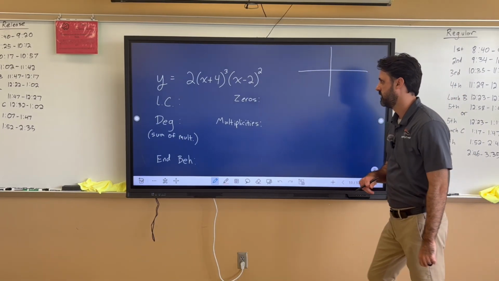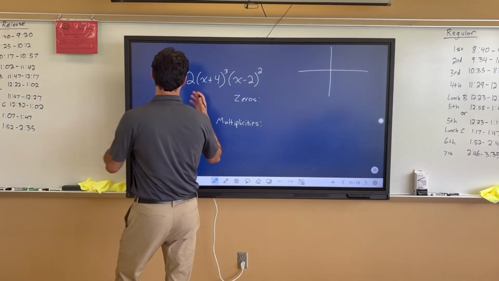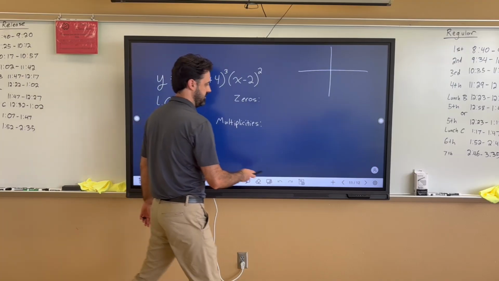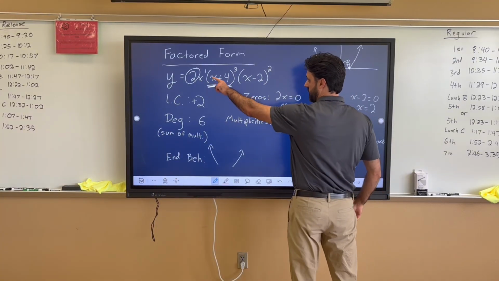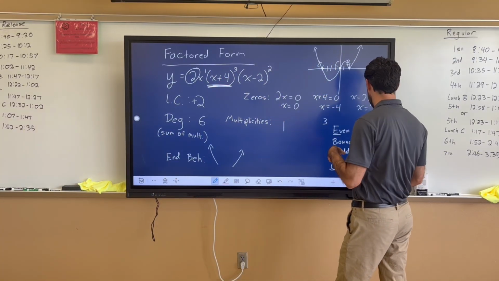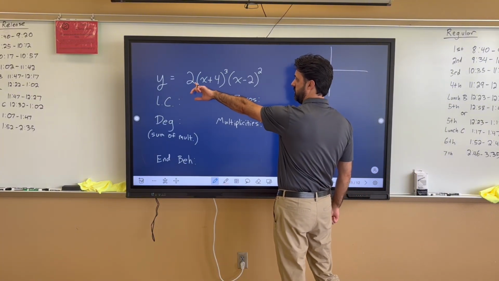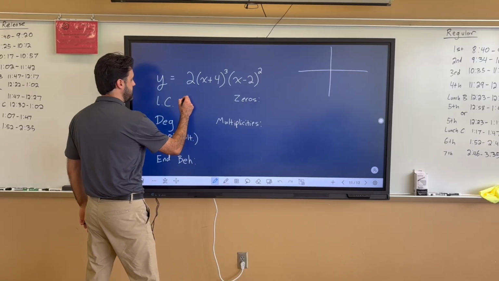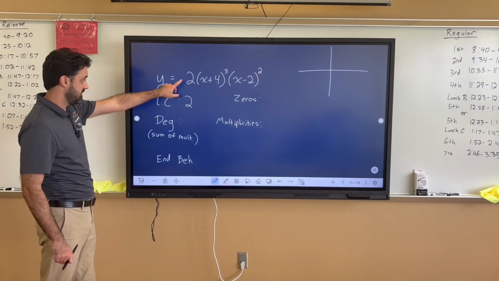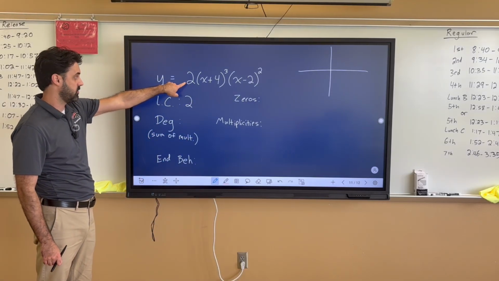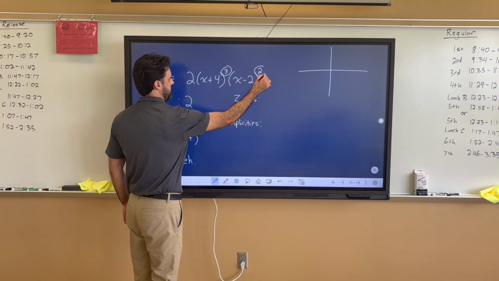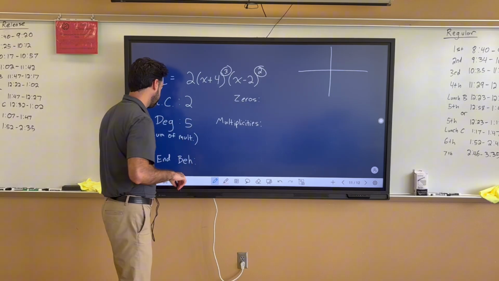All right, so very similar question here, almost identical, but I took out that first x. If we look back, it was 2x to the first, and then all those other factors. This one is just 2, and then the other factors. So that does not change the leading coefficient, but it does change the degree. Because this doesn't have an x, it doesn't count towards the degree. So for my degree, I'm only going to add the 3 and the 2 here. So the degree for this function is 5.